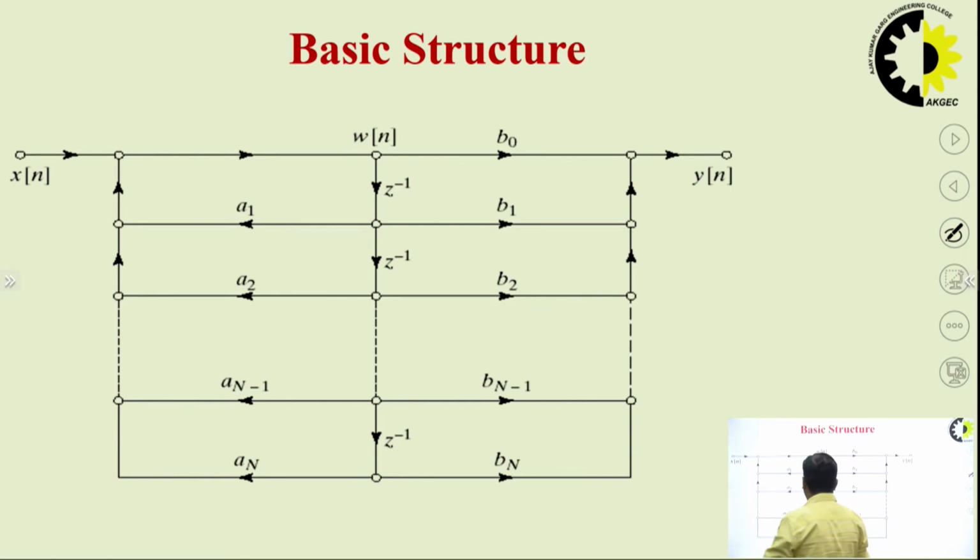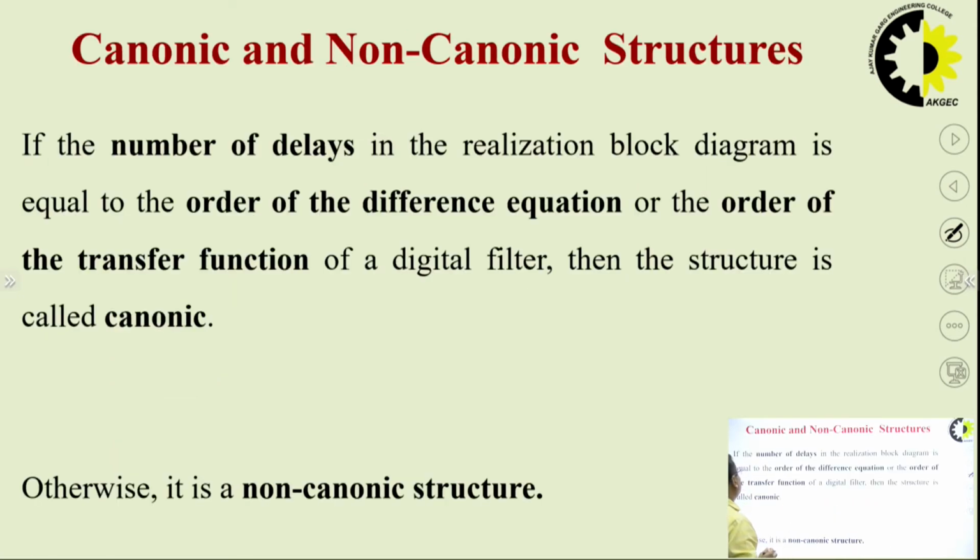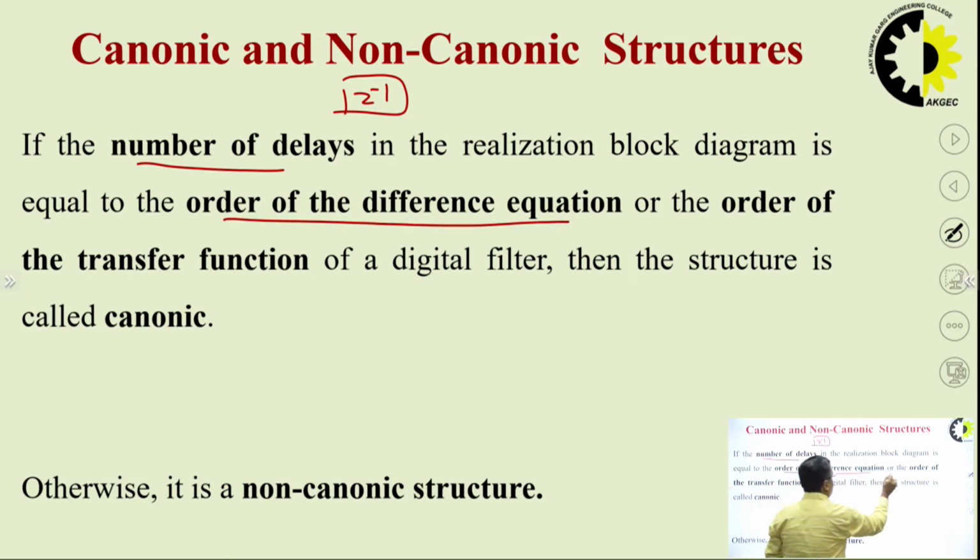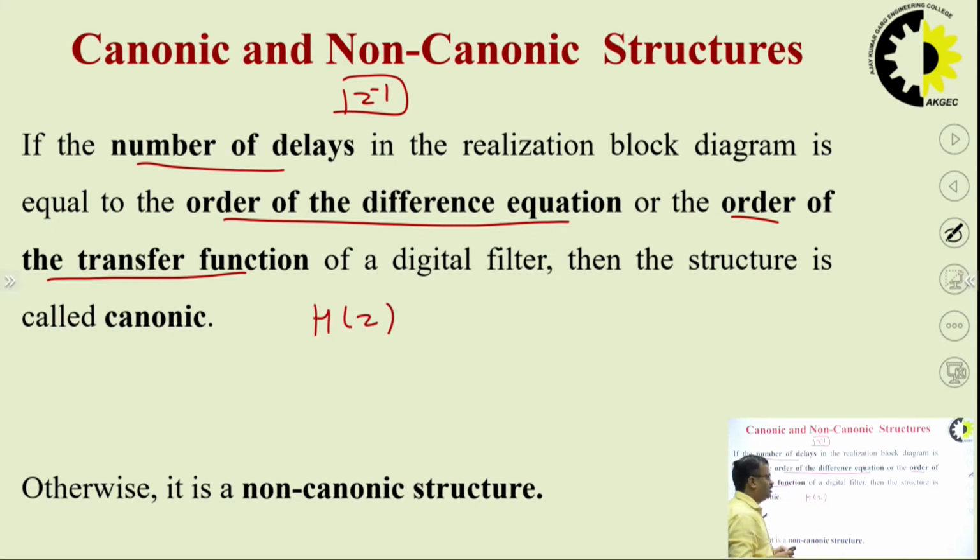In this way you can also draw in terms of signal flow graph. Now canonic and non-canonic structure, what is this? If the number of delays in the realization block diagram is equal to the order of the difference equation, then it will be canonic. If it is not equal, then it will be non-canonic. The number of delay elements, meaning z to the power minus 1 elements, if these are equal to the order of the difference equation or the order of our transfer function H(z), the system function of the digital filter, then it will be canonic, otherwise it will be non-canonic.